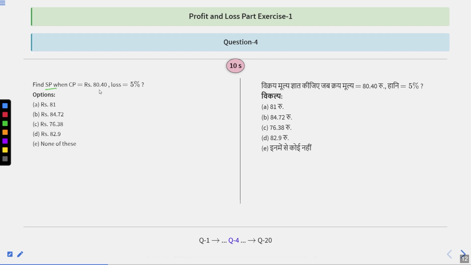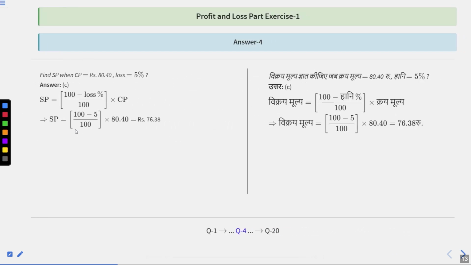Find SP when CP is 80.40 rupees and loss is 5%. You have 5 options and 10 seconds to solve this question. Your time starts now. Now time's up. Let's see the solution.